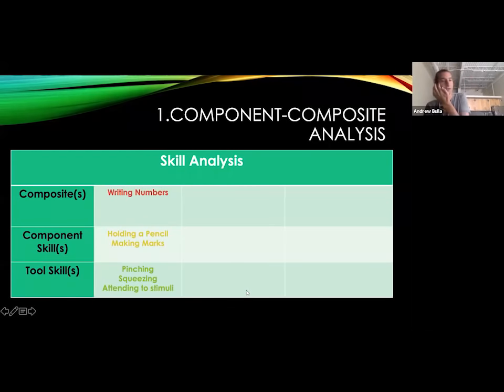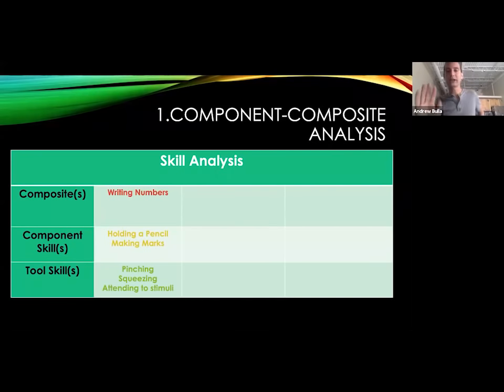So let's see what this looks like. Let's say that we're working with a young student with autism, and we're teaching the skill of writing numbers. It could be writing letters too. So if we have the composite skill of writing numbers, we want to see growth there. Component skills for that are holding a pencil and making marks. So I'm going to target those component skills because if I do that, I'm going to get growth on writing numbers. And then for them to be able to hold a pencil correctly and to make marks correctly, they're going to have to be able to pinch, to squeeze, and attend to stimuli.